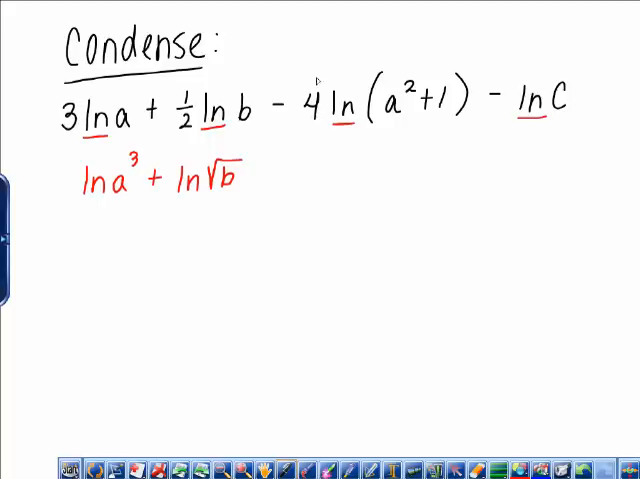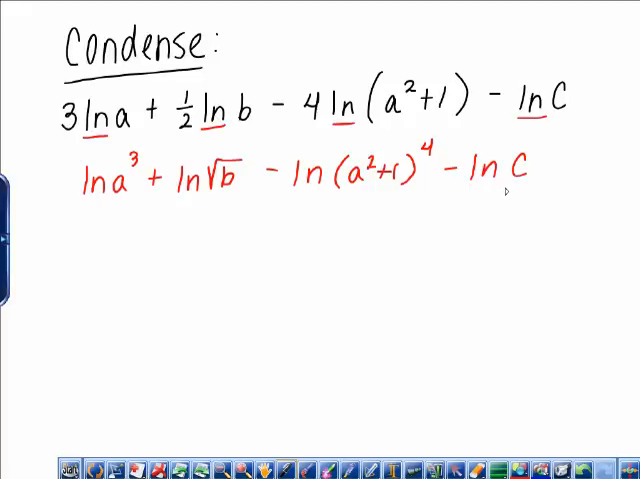Now here I notice that I have a coefficient on a term. Do you think you can break this term up? Nope, this is natural log of this term. There's no rule about that. If this was x squared times something, I could do something with that. But this is just going to be minus natural log of the quantity a squared plus 1 to the power of 4. And then minus natural log of c.